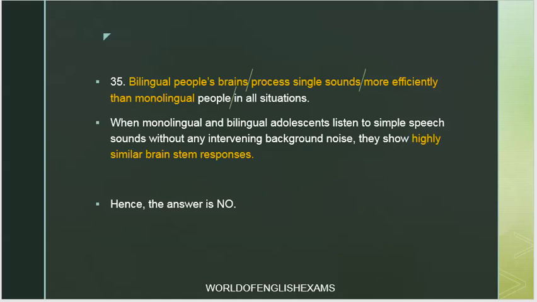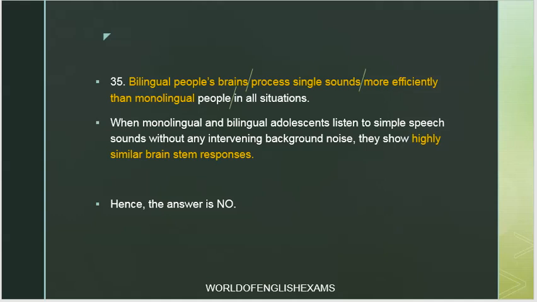Now let's read the context. When monolingual and bilingual adolescents, that is people, listen to simple speech sounds, simple speech is nothing but single sounds, without any intervening background noise, then what happens? They show highly similar brain stem responses. That means it's not a comparison. It is clearly showing that whether the person is speaking one language or more than one language, that is whether he or she is a bilingual or a monolingual, there is absolutely no change in the way the brain stem responses occur. So in the statement, they are telling that bilinguals process the single sounds more efficiently, that means at a higher level of efficiency. But here, what is given? It is at a similar level. That means same level. No one is higher, no one is lower.